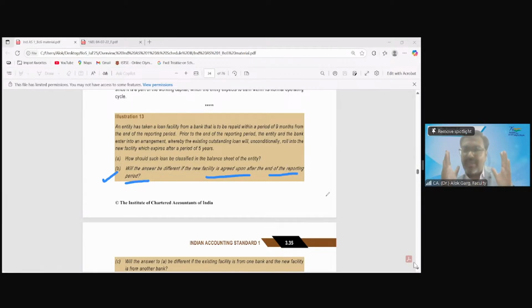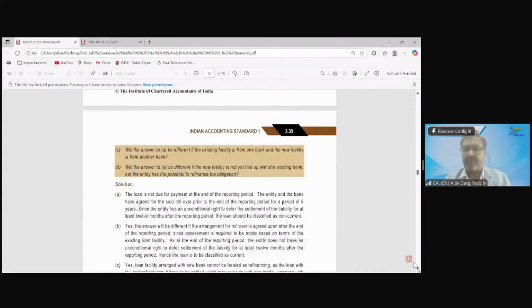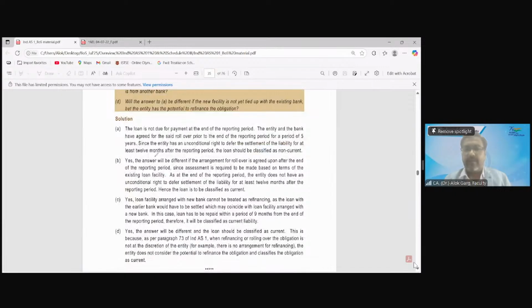Because when you are looking at current or non-current, you are looking at the balance sheet date, the reporting date. On the reporting date, this company does not have a contractual right to defer the settlement. This company does not have an unconditional right to defer the settlement, and hence, it will be classified as a current liability. Whether all of you agree with me or agree with Anushri? Yes, sir. Agreed, sir. Yes.